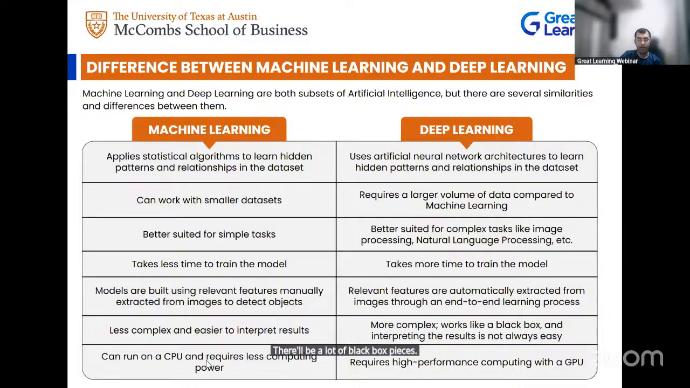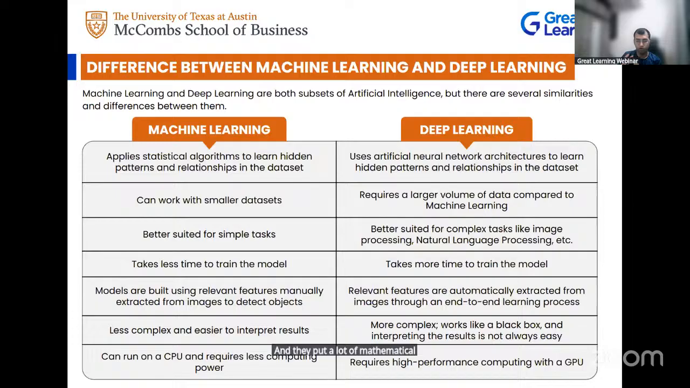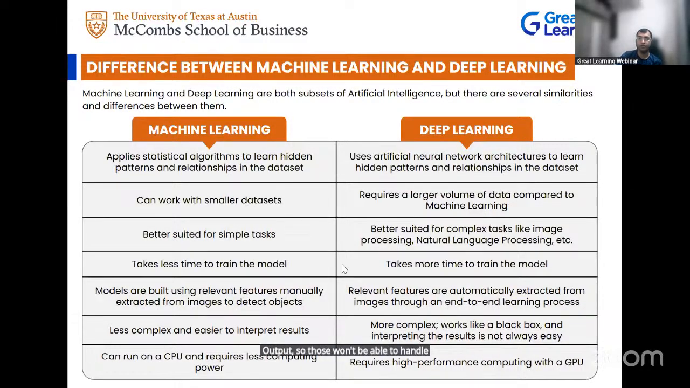Traditional models can run on a CPU and require a lot less computing power. But as compared to them, deep learning models will require a lot of compute power because they're complex in nature and require a lot of complex mathematical formulas to be run. So that's why there is also a requirement for GPU. GPUs are refined for doing a lot more mathematical computation, and that's where GPUs help in getting a better outcome and faster result. Like you can run some complex models with the GPUs and you can get a faster result. With respect to CPU, CPUs are built for specific categories of output, so those would not be able to handle as many complex computations.